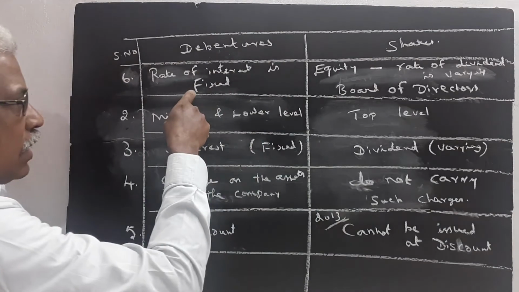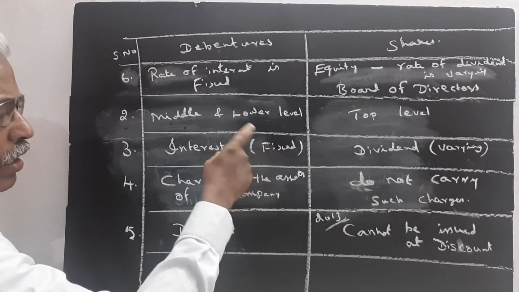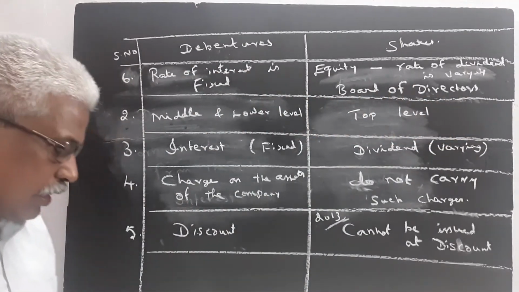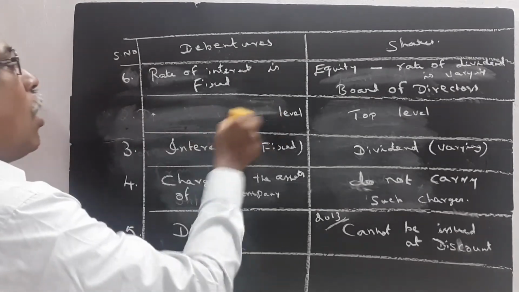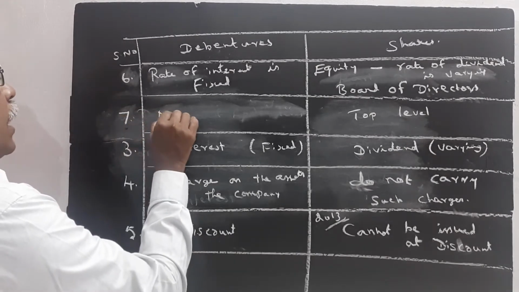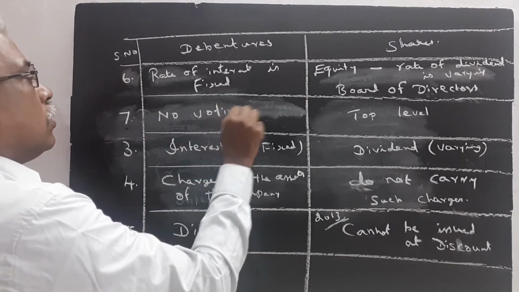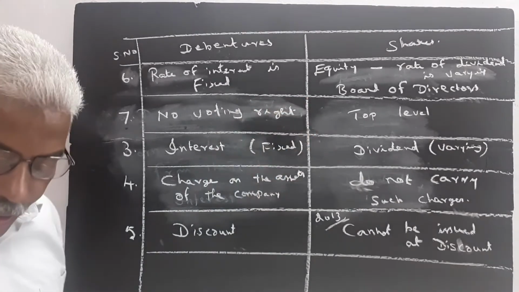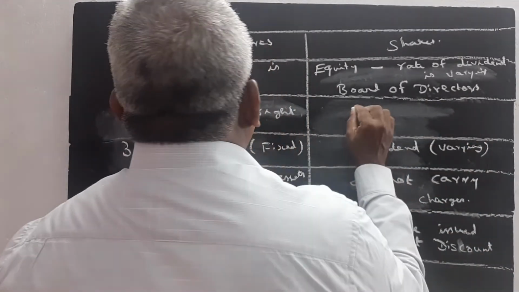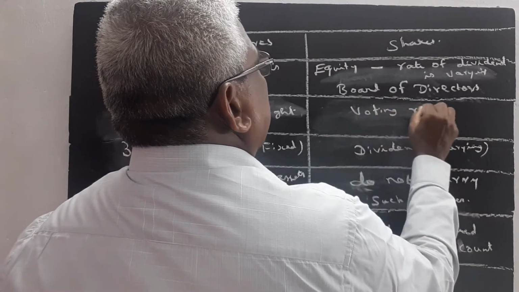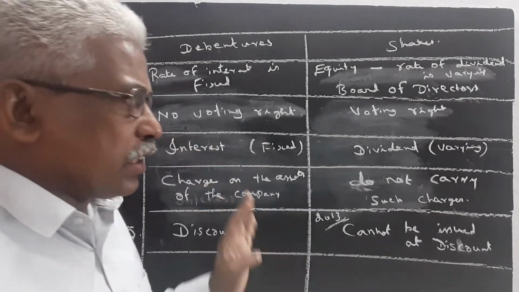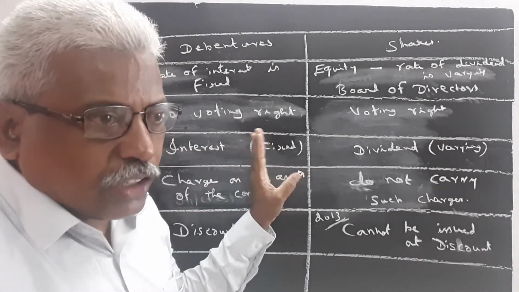But in the debenture, when interest is paid, the consent of the board of directors is not at all necessary. Then we study the seventh point. The debenture holders have no voting right. But the shareholders are having the voting right. The board of directors are elected by the shareholders. Voting right. Easy and important question. If this question is asked, you have to select this question first. Very, very important as well as easy question.